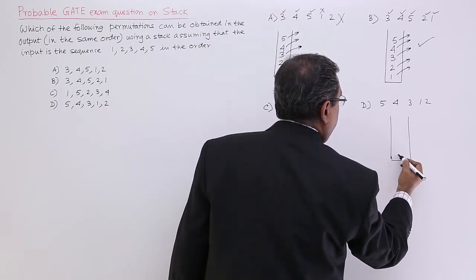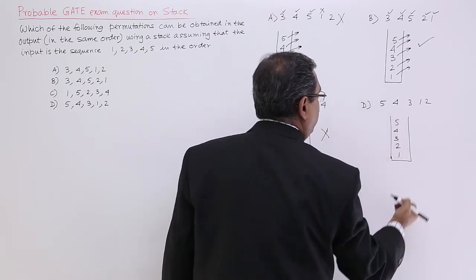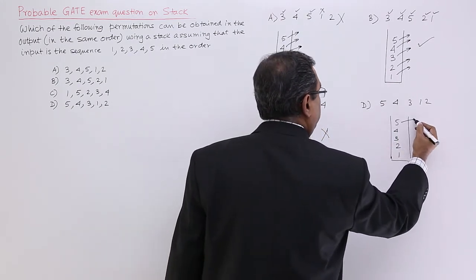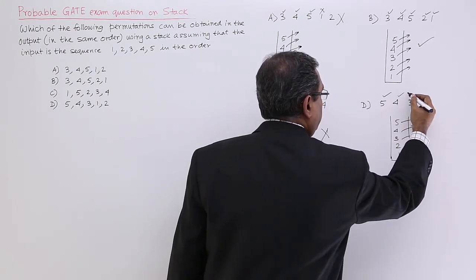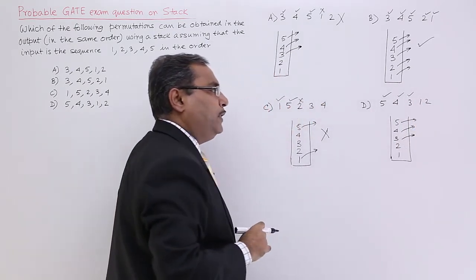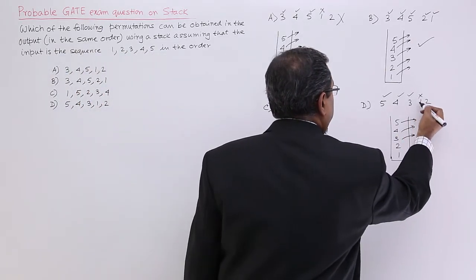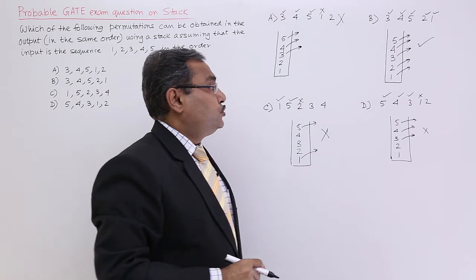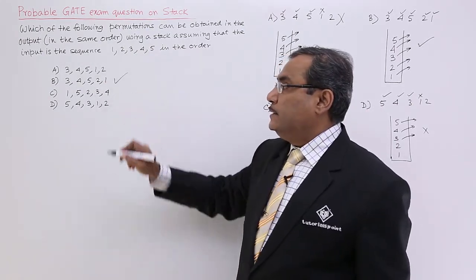So now I require 5. So 1, 2, 3, 4, 5. After 5 pushing, 5 can be popped, right? 4 can be popped, right? 3 can be popped, right? 1 cannot be popped because 2 is at the top of the stack. So 1 cannot be popped. So it is a wrong answer. So this is the option which I should put a tick on, that is option number B.